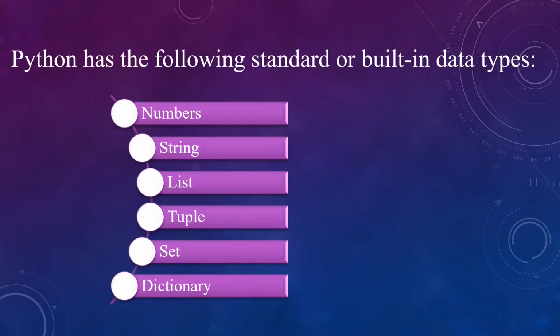These are the standard data types in Python. They are numbers, string, list, tuple, set, dictionary. Each has a unique purpose. In this video, we are going to see a detailed explanation about numbers.